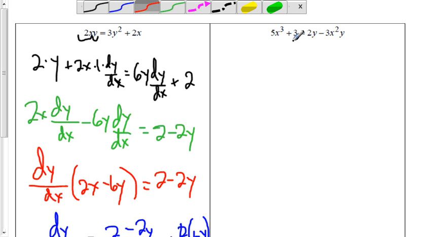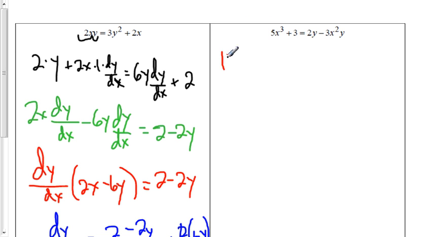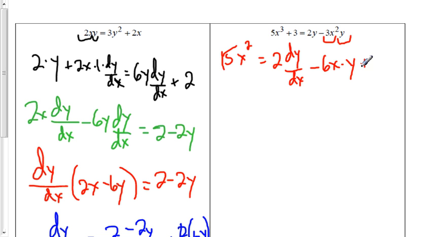Okay, so the derivative of 5x cubed is 15x squared. The derivative of 3 is 0. Equals the derivative of 2y, which is 2 dy/dx. And this is going to be a product rule, so I'm going to treat it like that. The derivative of 3x squared is going to be negative 6x. So derivative of the first times the second, plus leave the first the same, minus 3x squared, and the derivative of y is 1, but then we have dy/dx, so I'm just going to write dy/dx.